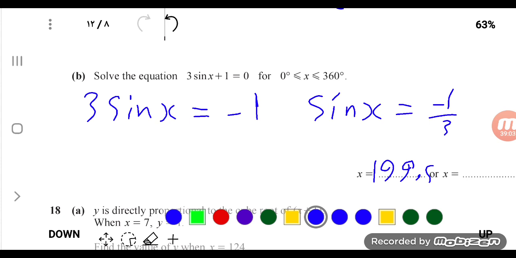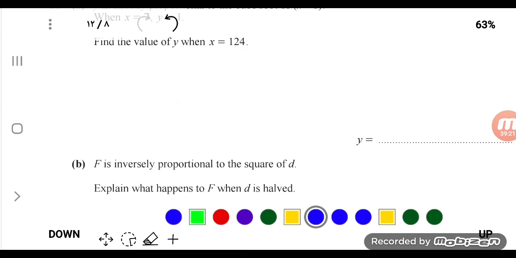And then by using that trigonometric circle, you can find the other solution, 340. See now next one.